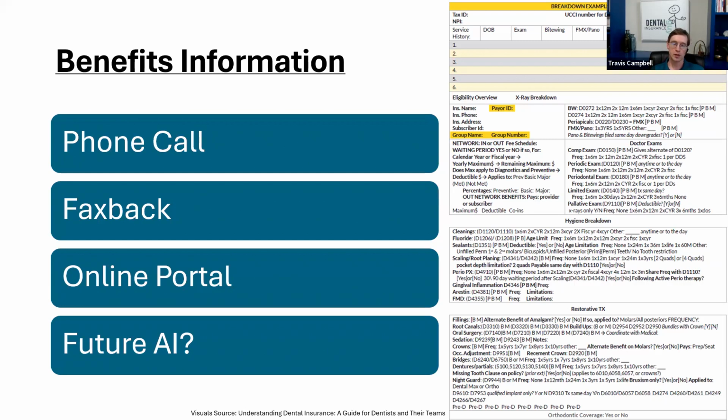Now, the fax back and the online portal, these are things you could potentially do every visit because they're quick, they're easy, they take a few seconds. But a true breakdown like you see on the right typically is only going to come from that phone call, with the exception of what's coming in the future.